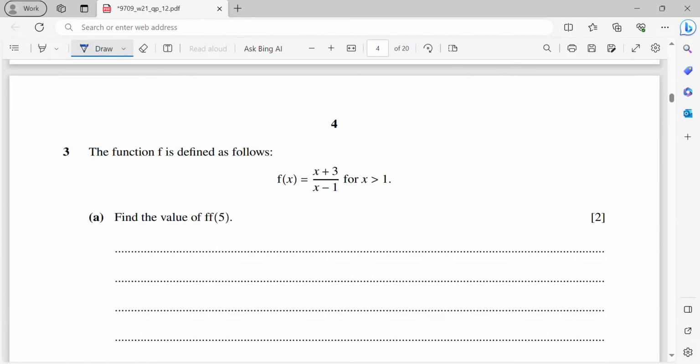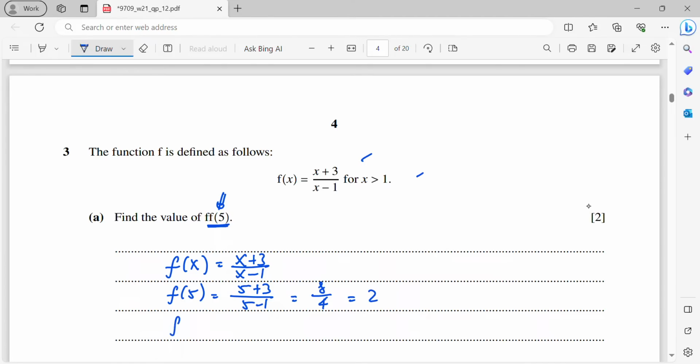Now for question 3. Given f(x) is this function where x is greater than 1, find the value of ff(5). This is a composite function. So f(x) equals (x plus 3) over (x minus 1). I will count what is f(5) first. So f(5), just replace the x by 5. I will get (5 plus 3) over (5 minus 1). Then you will get 8 over 4, which is 2.